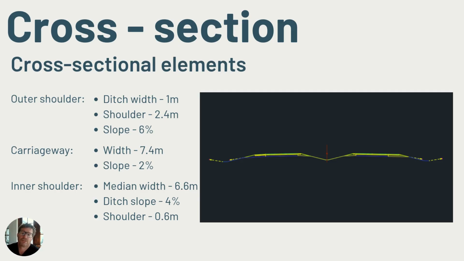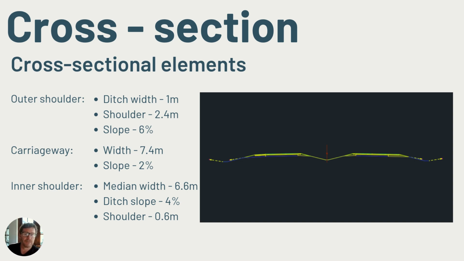The typical cross-section of the road is shown on the slide. Apart from the dimensions of the pavement, which is the 30 millimeter surface layer, 150 millimeter base, 200 millimeter sub base, are there other dimensions along the cross-sectional profile of the road that are also important? These include for the outer shoulder a ditch width of 1 meter, a shoulder of 2.4 meters, and a shoulder slope of 6%. The carriageway width will be 7.4 meters because it's dual carriageway with a crossfall of 2%.